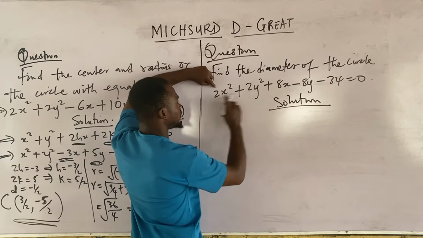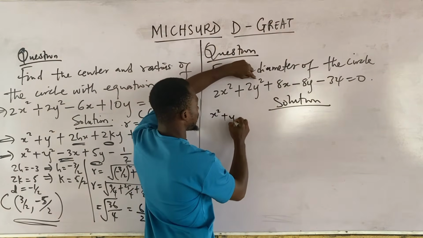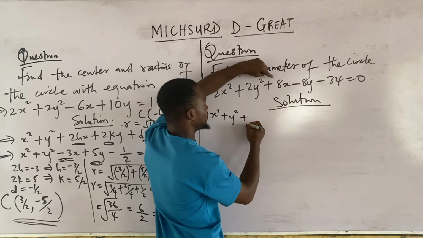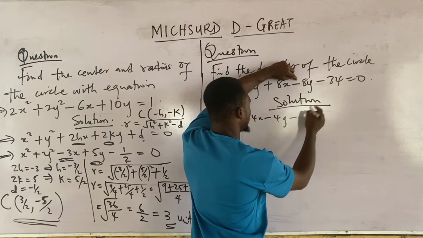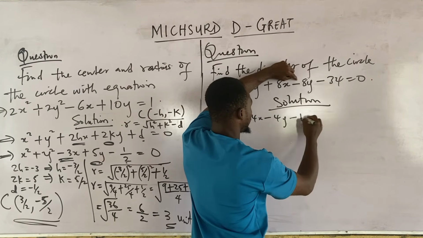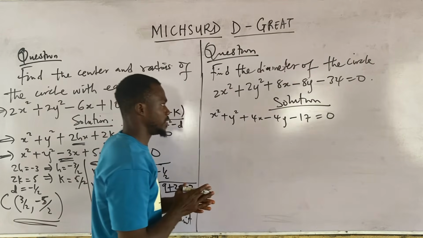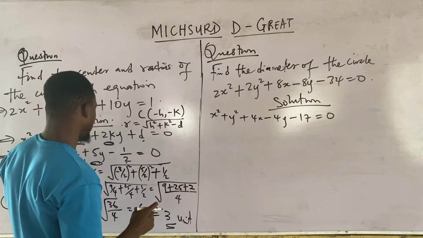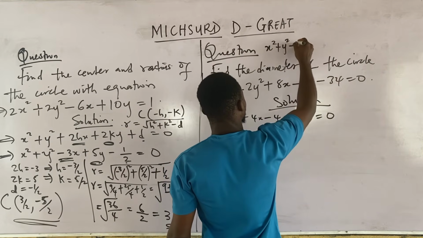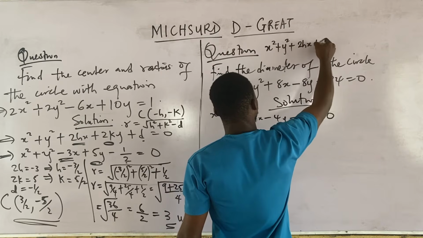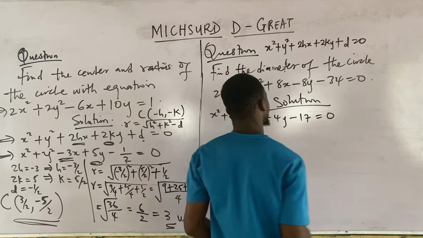So if we divide through by 2, we'll have x squared plus y squared. Then divide by 2, you have 4x. Divide by 2, you have 4y. Minus, divide by 2, you have 17, equal to 0. So we have it now. Now when we compare, remember the general form? That's x squared plus y squared plus 2hx plus 2ky plus d equal to 0.